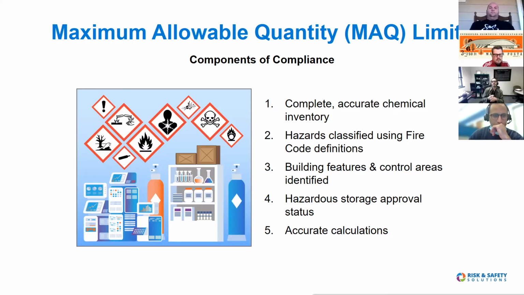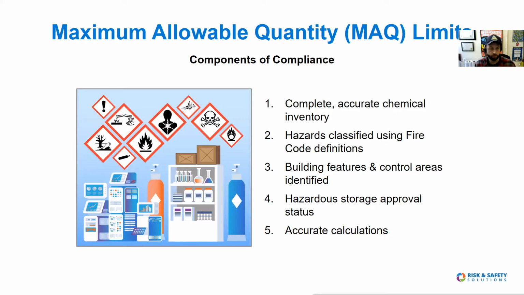In order to calculate the MAQ, you have to know the building features. You have to have identified which rooms are in this control area or that control area. You have to know what the occupancies are. If you're storing things in cabinets or in areas that could be approved, you have to know what is being stored where, so that you can get the credit for approved storage. And then, the part we worry about a lot is the calculations have to be accurate.